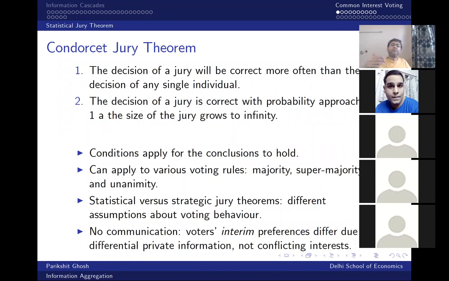Okay, so one of the things to keep in mind is how well or how badly information aggregation takes place for these different kinds of voting rules.